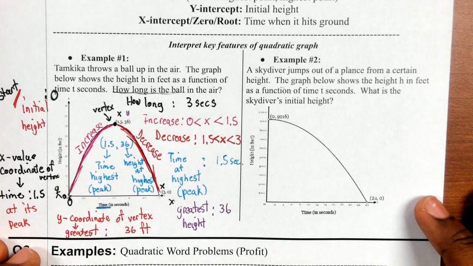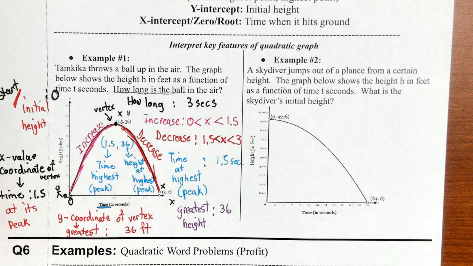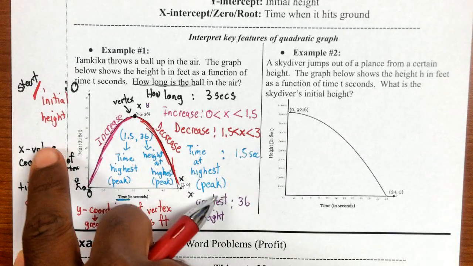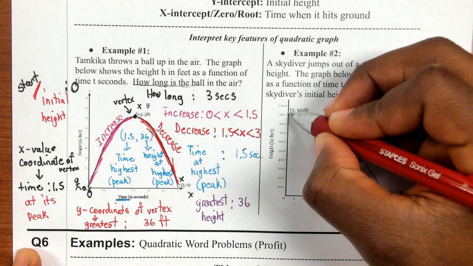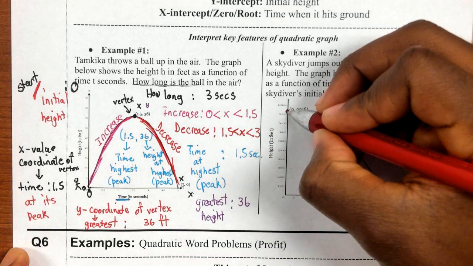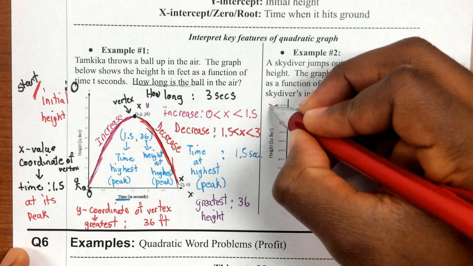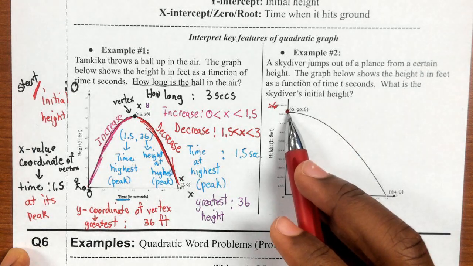So let's try the next one. The next one says a skydiver jumps out of a plane from a certain height. The graph below shows the height h in feet as a function of time t in seconds. What is the skydiver's initial height? Let's use the example here. Initial is where we're starting. The skydiver has to jump from the air, so the skydiver would be up here, jumping off in the air. At what height did we start?